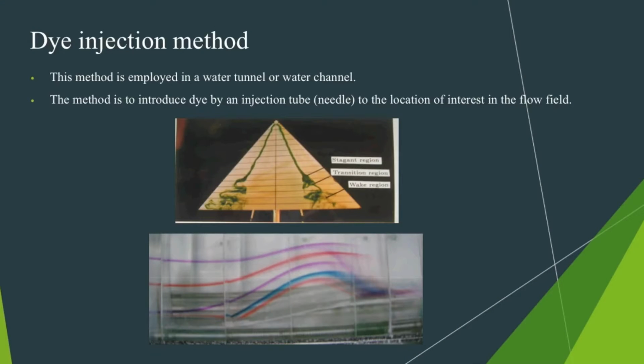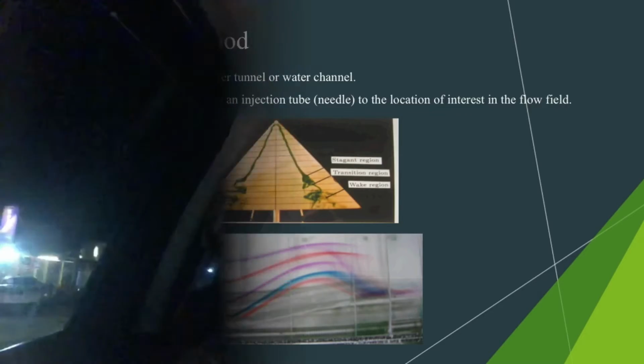The second point is the dye injection method. The method is employed in a water tunnel or water channel. It introduces dye by an injection tube or needle to the location of interest in the flow field.